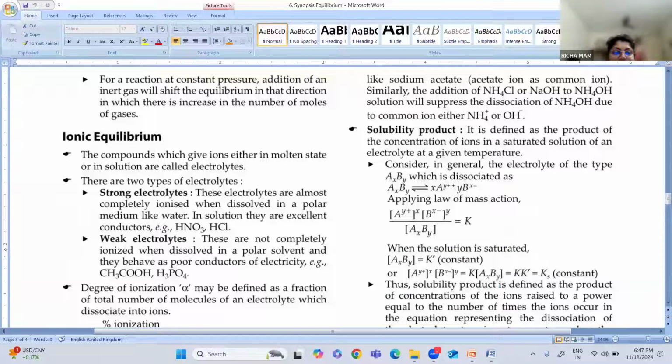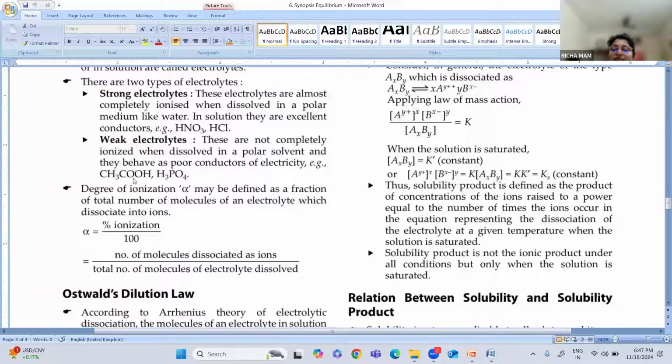So solubility product is defined as the concentration of the ions raised to the power equal to the number of times the ions occur in the equation representing the dissociation of the electrolyte at a given temperature, when the solution is saturated. So solubility product is not the ionic product under all conditions, but only when the solution is saturated.